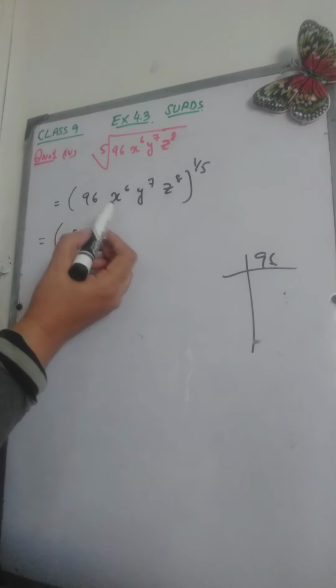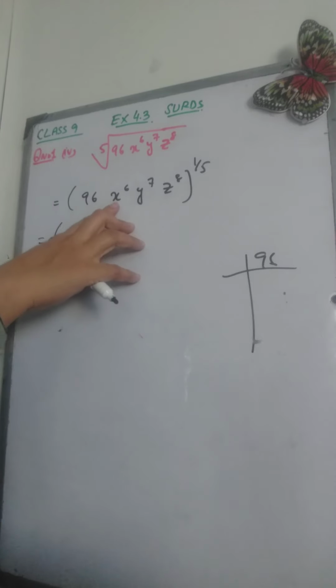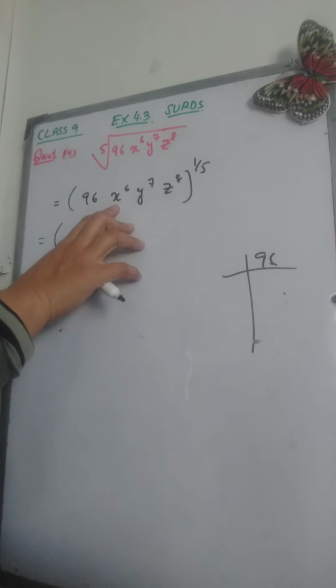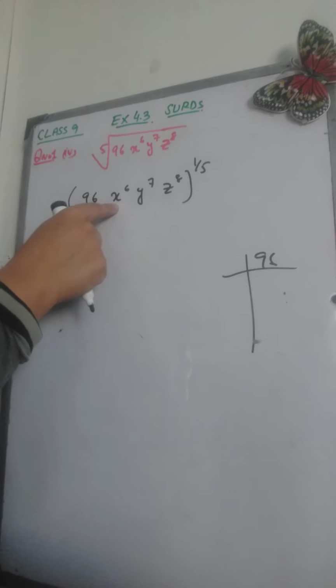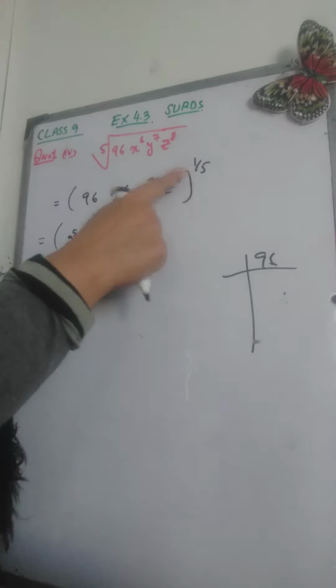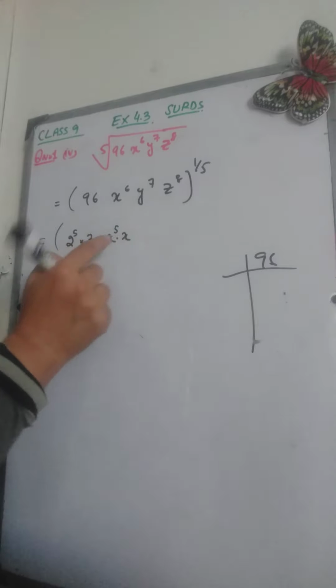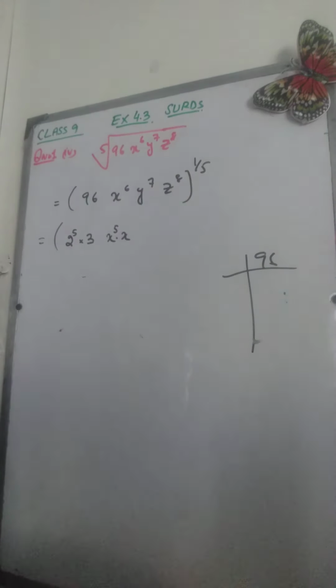And then with these x, y and z, you are going to split the powers. You are going to split this expression and write it as a product of two powers of x, such that one of the powers is at least divisible by 5. So x raised to power 6 can be written as x raised to power 5 into x. Find the nearest number to this exponent which is divisible by 5.